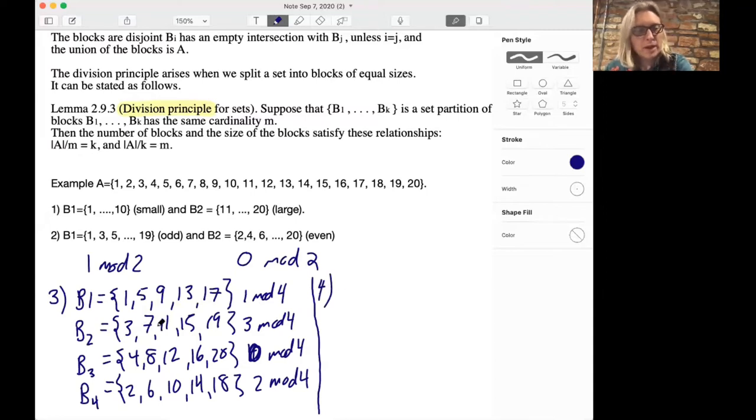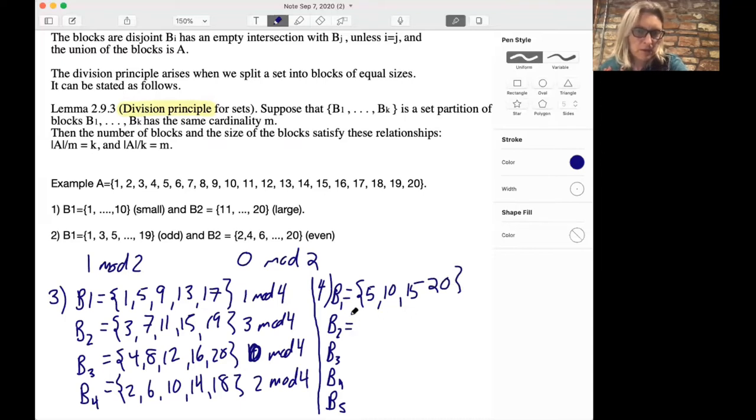All right. So this is a way of dividing up into 4 blocks, each of size 5. Something else we could do is divide up into 5 blocks, each of size 4. So how are we going to do that? Well, let's think about the multiples of 5. And then let's add 1 to each of those. So that's 6, 11, 16, 21. 21 is not an option, so we'll include 1 instead.